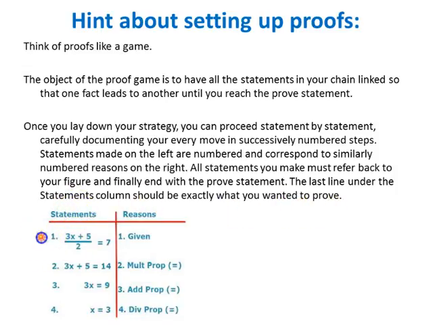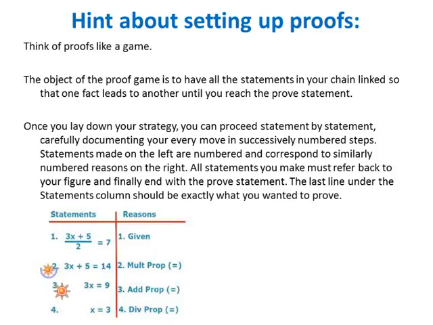So here, let's take a look. The first statement is that we've got this algebraic equation, and that's our given. This is what we're trying to solve. It's our given problem. So remember, our statements will be on the left, and the reasons we're able to make those statements will be on the right. So in solving this equation, we know the first thing that we have to do is multiply each side by 2. And that's our next statement.